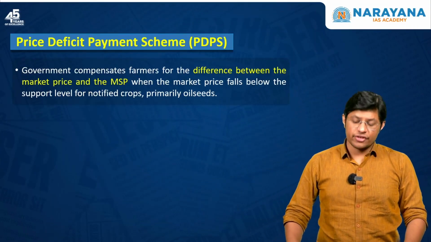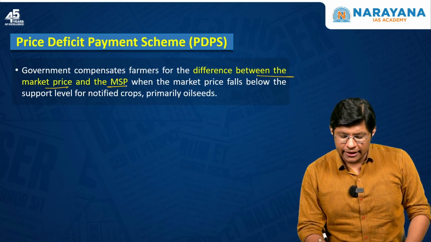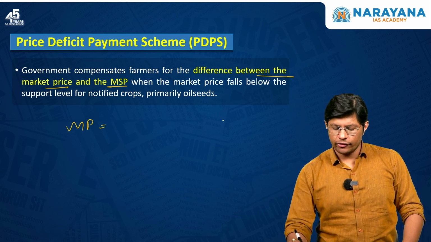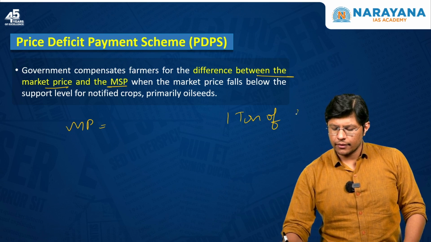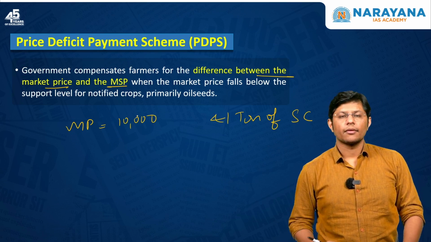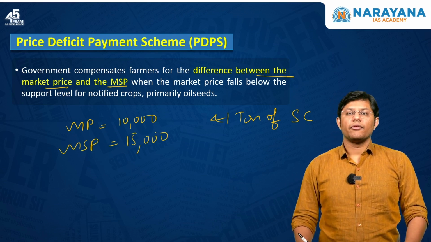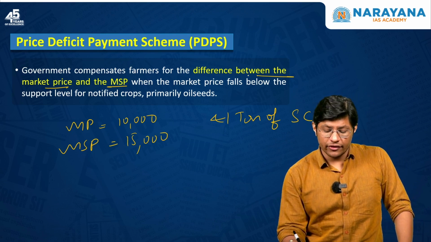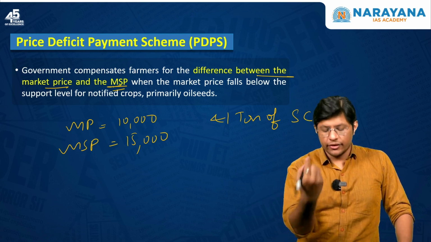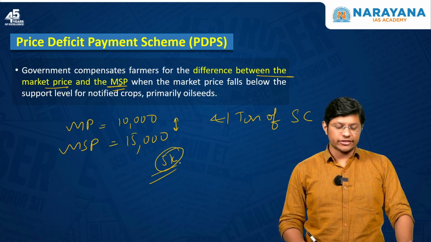Next is the price deficit payment scheme. Now, the government compensates farmers for the difference between the market price and the MSP. Let's say, for example, the market price for 1 ton of sugarcane is 10,000, but the MSP is 15,000. Which means now the government will compensate the farmer for the difference, so the government would pay the farmer this difference of 5,000 rupees. This is known as the price deficit payment scheme.